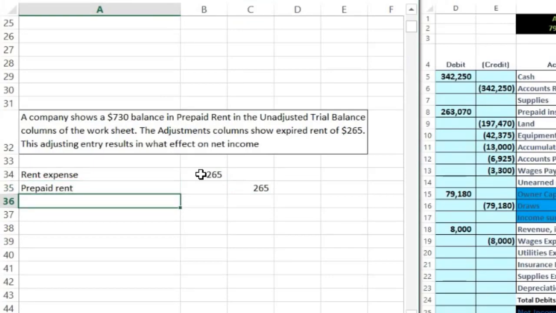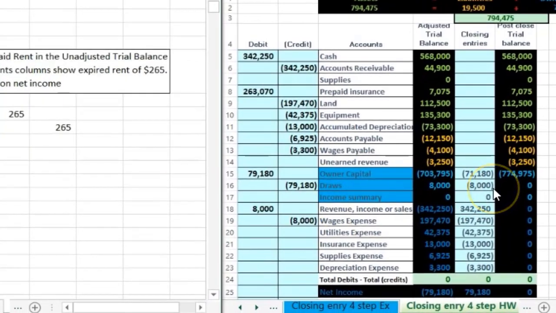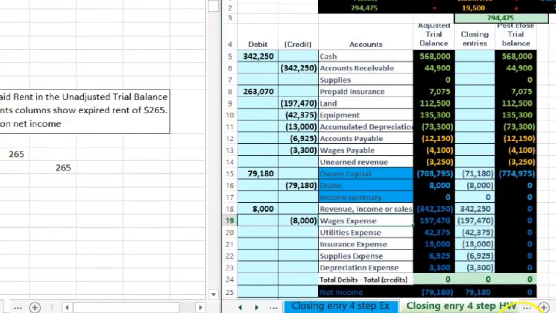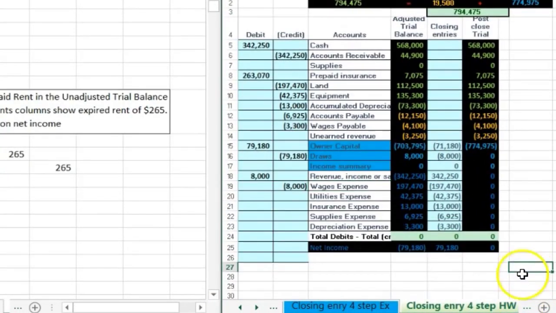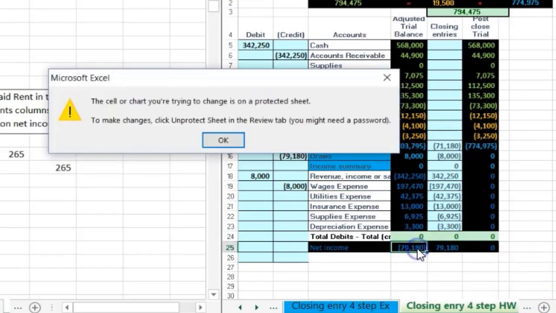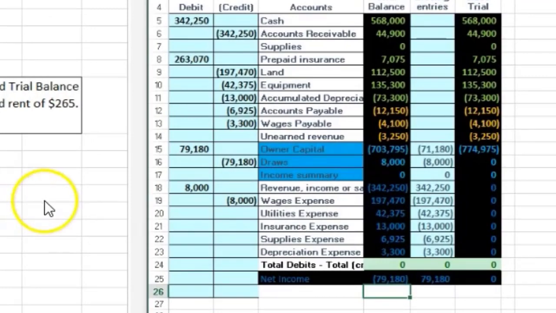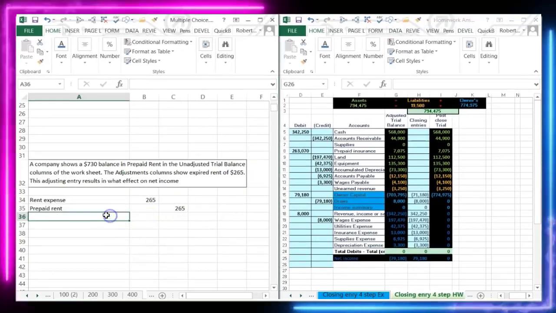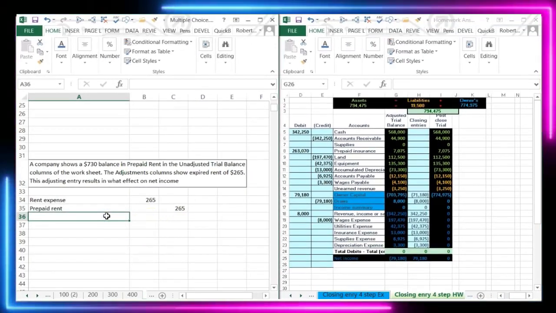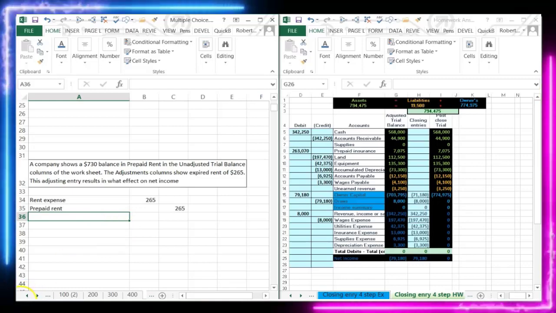Now we need to see what that would do to net income. And net income, if we look at over here, how do you calculate net income? Well, it's right here, and it's the debits minus the credits. So if we double click on this, it's going to be the revenue minus the expenses. So we know that the expense here went up. So they went up in the debit direction. If expenses go up, it's going to bring net income down. So what's the effect on net income from this journal entry? That is bringing net income down.